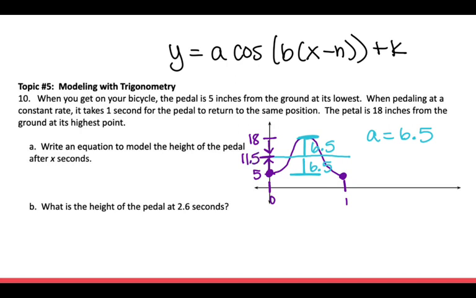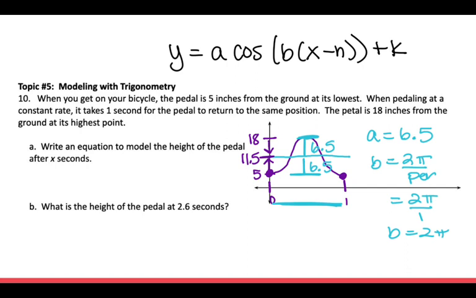Okay, now the other piece of information I need is to find the B. B is 2 pi divided by the period. The period is the length of one cycle. This right here is the length of one cycle. So your period ends up being 1. So B is 2 pi over 1, so B is just 2 pi. So now I can go ahead and start writing my equation.